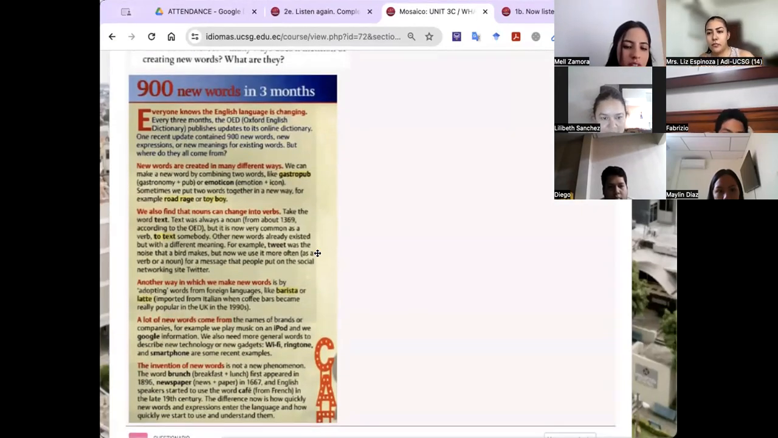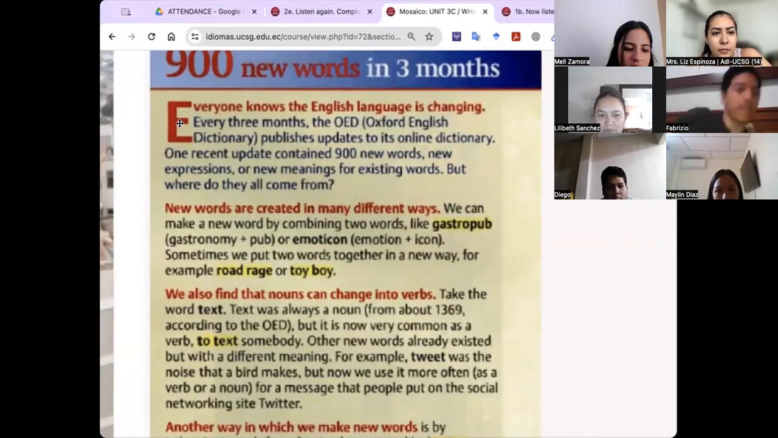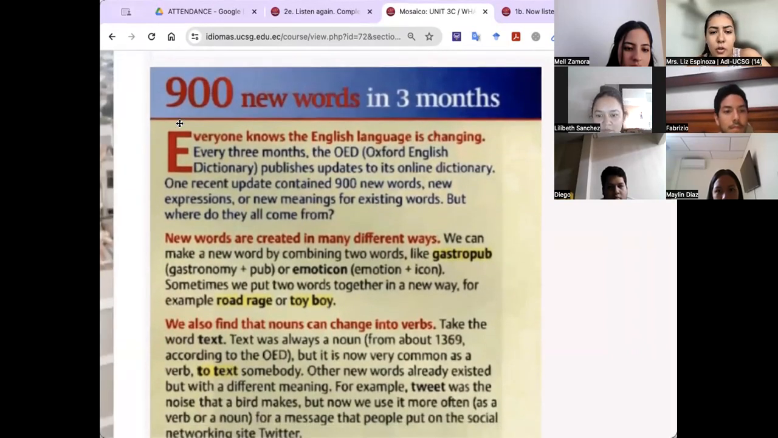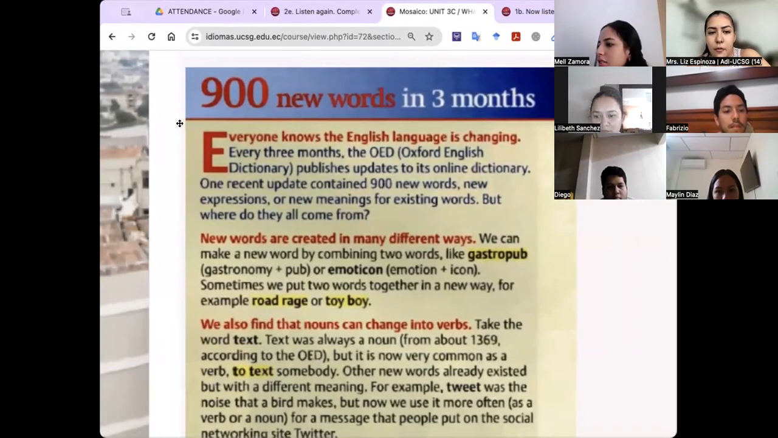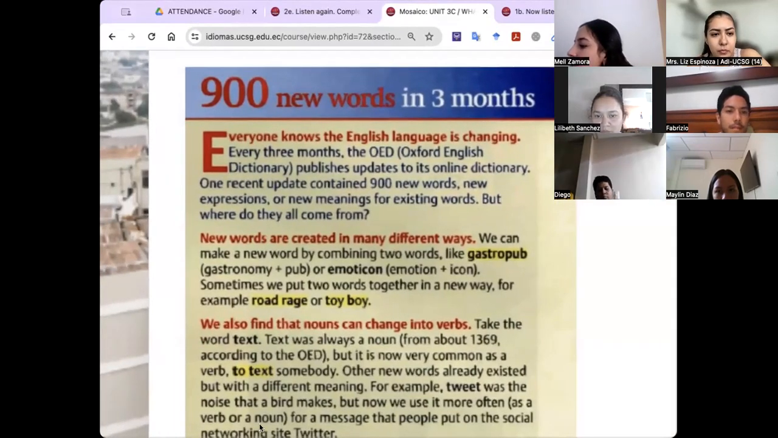All right. So let me see. Fabrizio, help me reading the first paragraph. I read the title, 900 new words in 3 months. Okay, read the first one. 900 new words in 3 months.